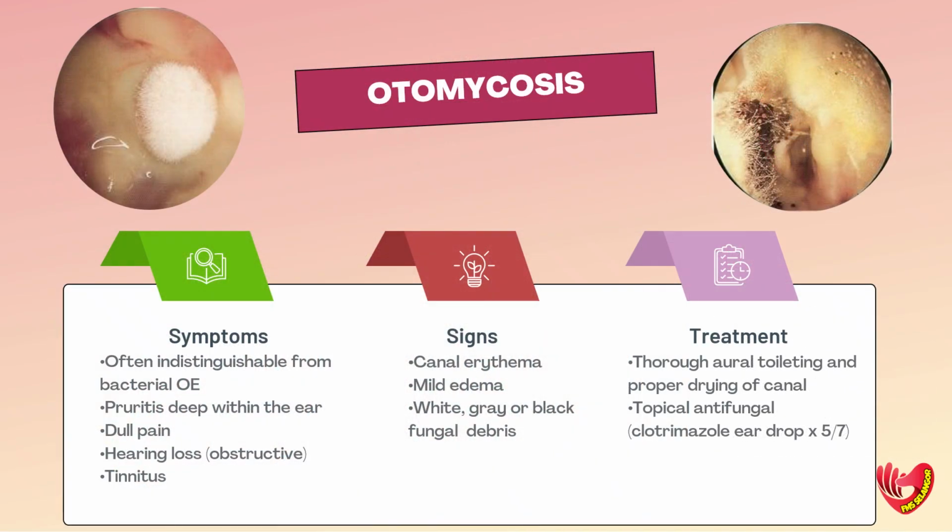Otomycosis symptoms are often difficult to differentiate from bacterial otitis externa. The patient may experience deep pruritus or itching within the ear, along with dull, discomforted pain. Obstructive hearing loss is common, and tinnitus or ringing of the ear may also be present. On examination, signs of otomycosis typically include erythema or redness of the ear canal, along with edema or swelling. Additionally, there is often the presence of fungal debris, which may appear white, grey, or black within the canal.